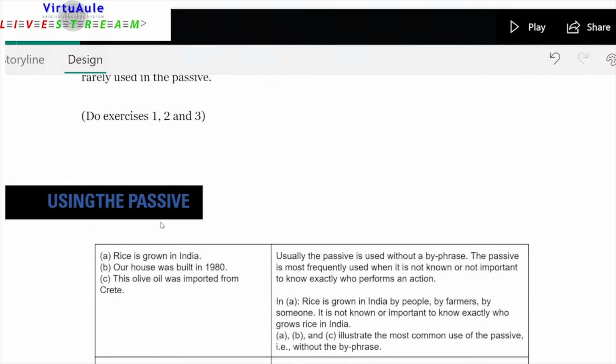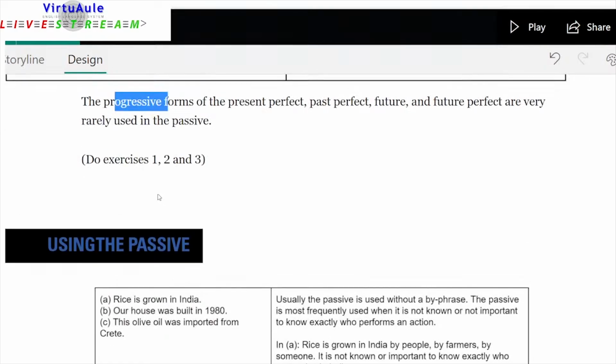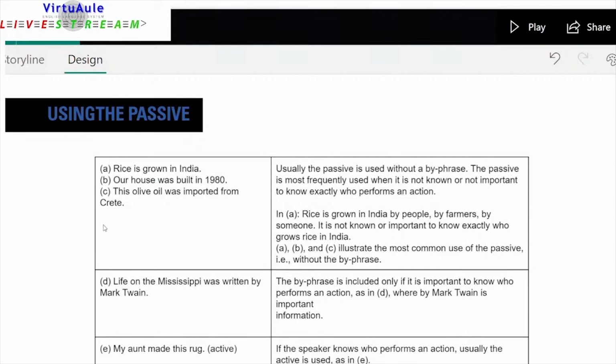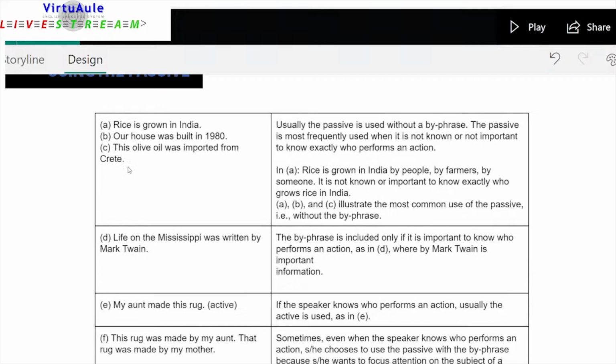Okay, you can do exercises 1, 2, and 3 if you have access to that. Using the passive, let's look at how it's used. A, rice is grown in India. B, our house was built in 1980. C, this olive oil was imported from Crete.